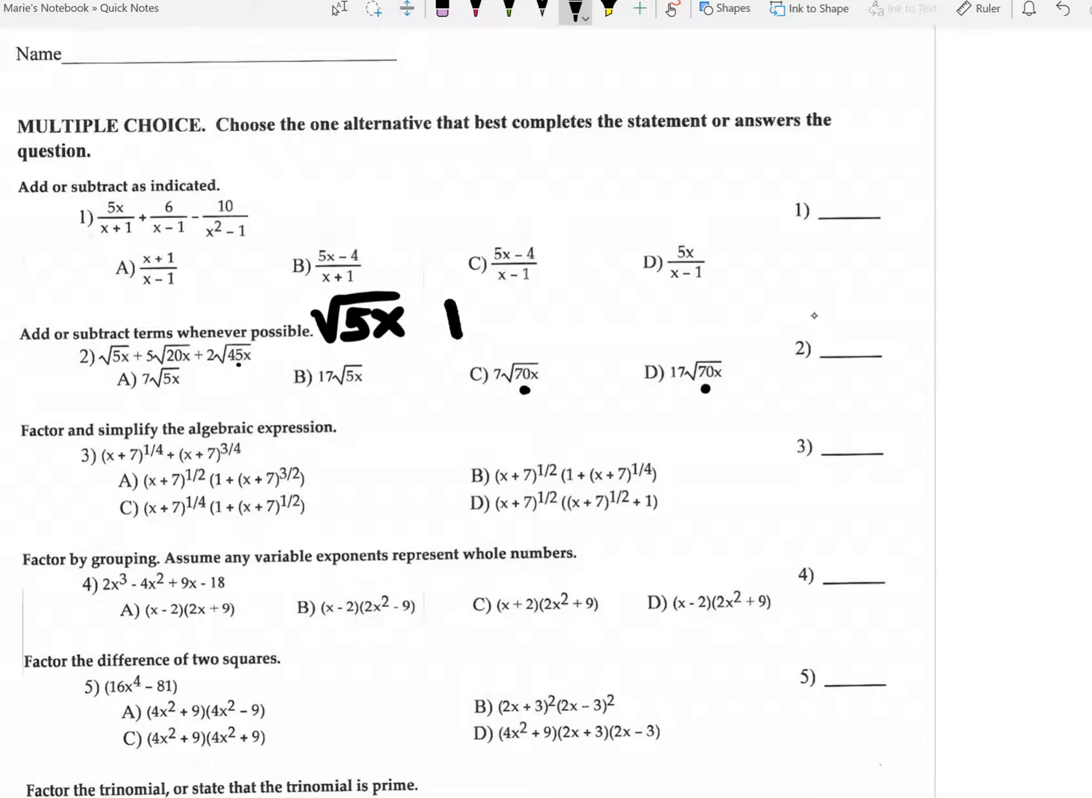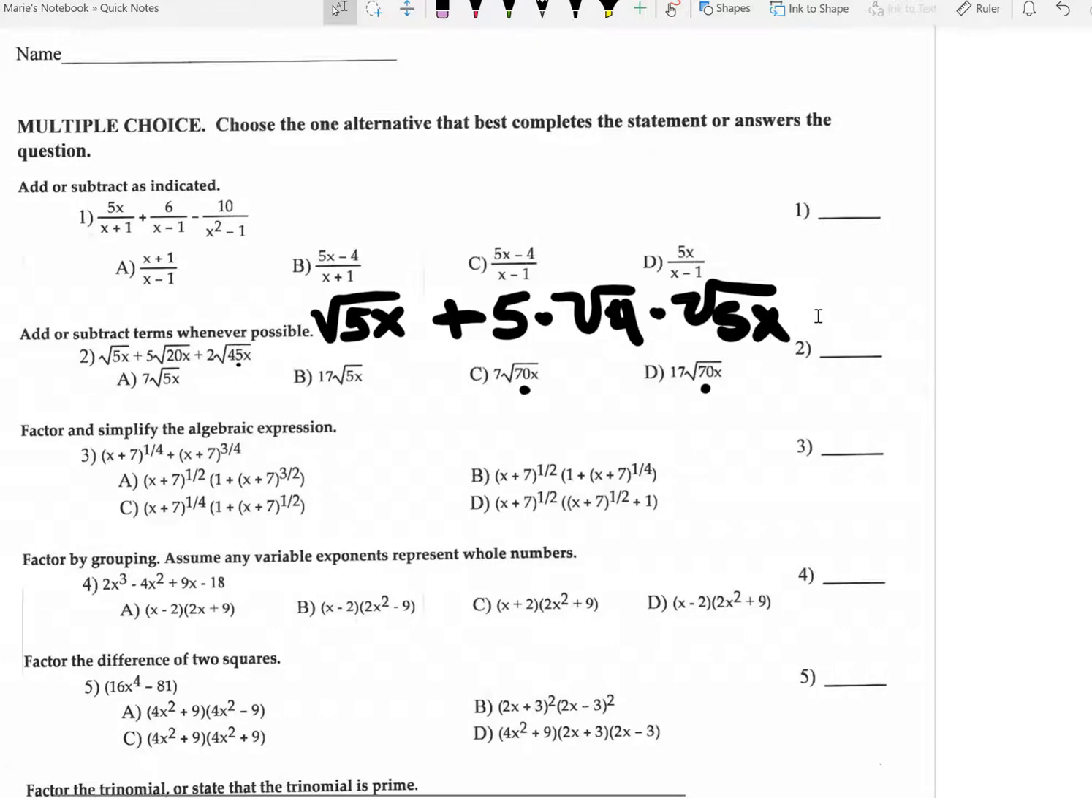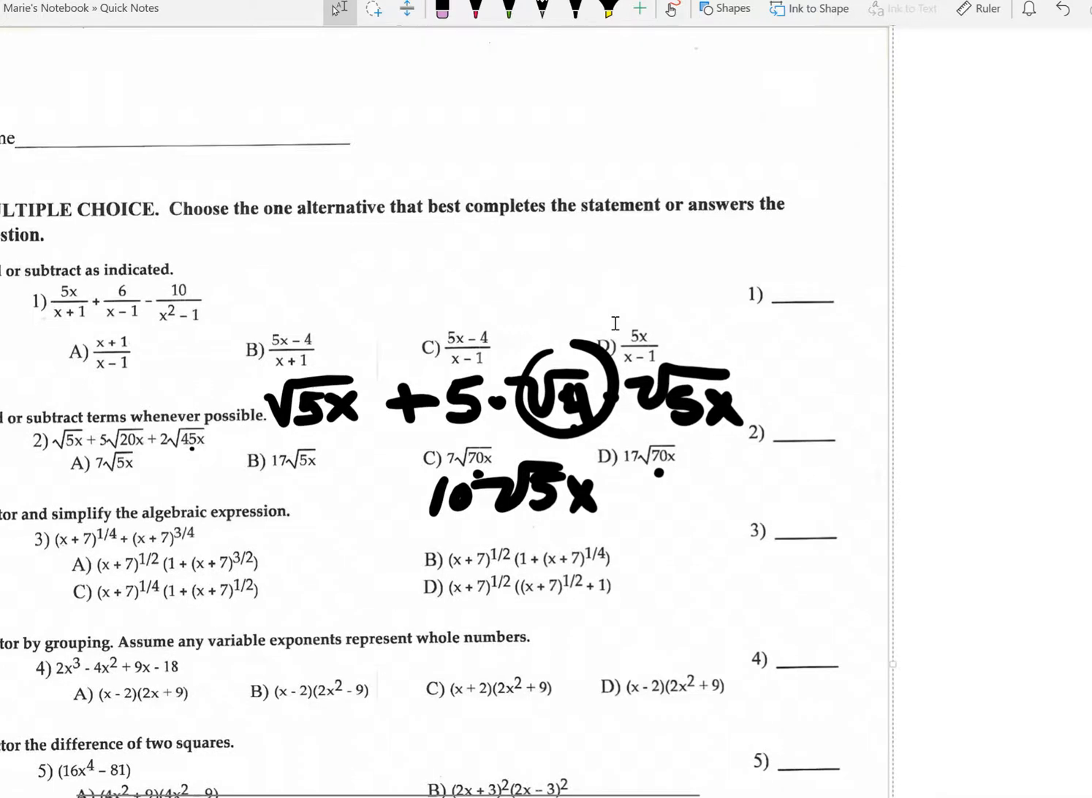Plus, and then I have 5 square root of 20x, but I can look at this from the lens of I have 5 times the square root of 4 times the square root of 5x. And so I know that this simplifies to a 2. So 2 times 5, 10. So I really have a 10 square root of 5x for that center term, and a square root of 5x for this term, and an addition sign in here.